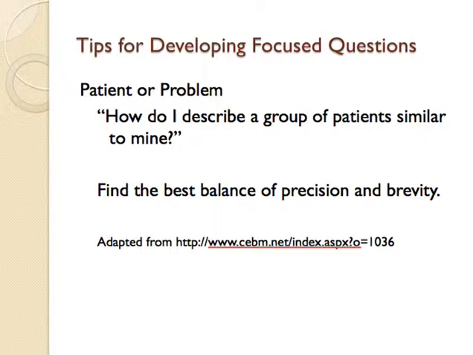So the patient or the problem, the information that you're looking for to put into that P part is, how do I describe a group of patients similar to mine? You want to have the best balance of precision and brevity. So you want to make sure that you're being precise, because you're not looking at every patient in the world or every problem in the world, but you want to be brief. You don't want to be so precise that it takes you forever to describe the question.